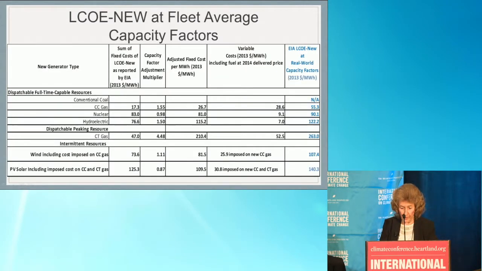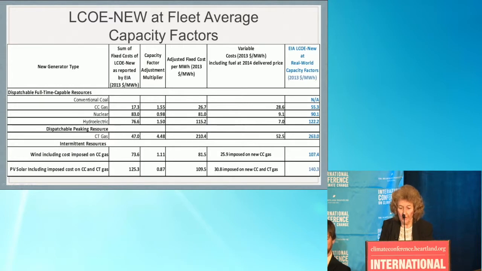Well, what we did was we applied those capacity factor adjustments to the fixed costs of each of these technologies. The fixed costs come directly from EIA. They're in the first column of this chart. The adjustment factor is in the second column. And then in the third column, you see the adjusted fixed cost after we apply the adjustment multiplier.